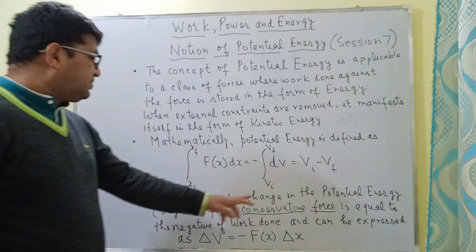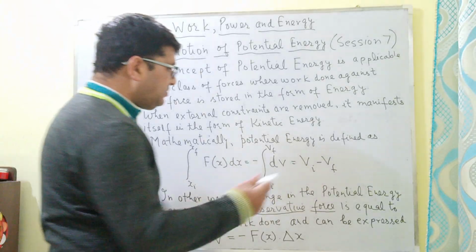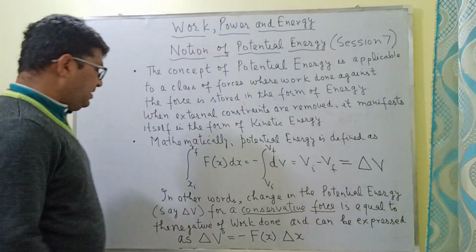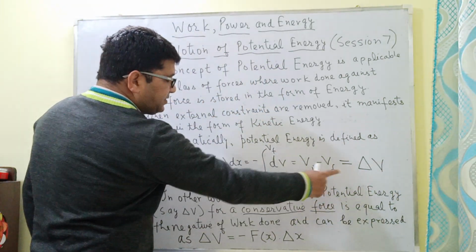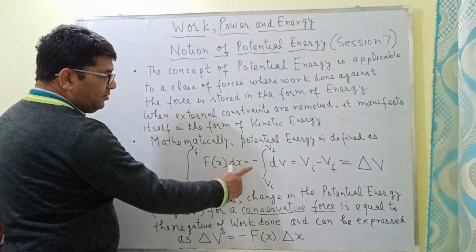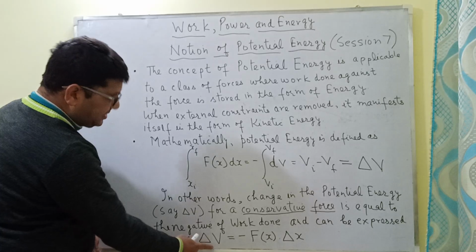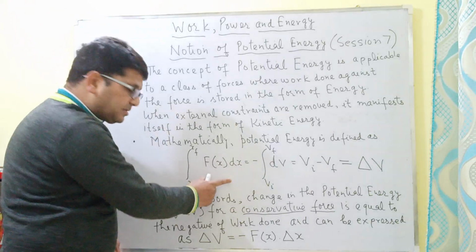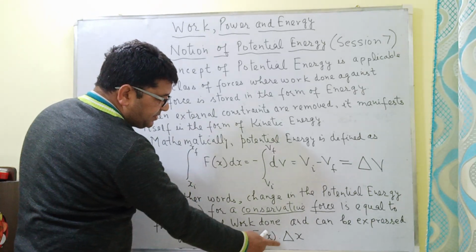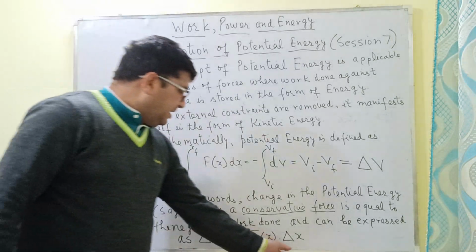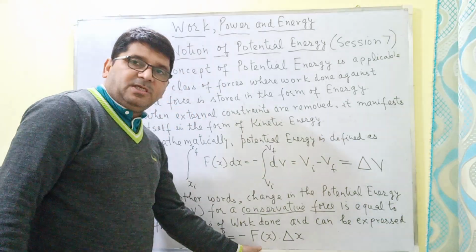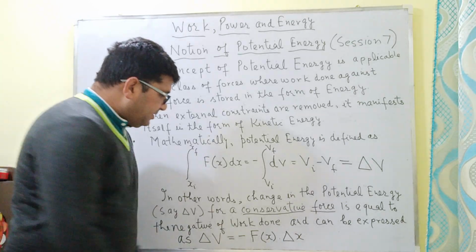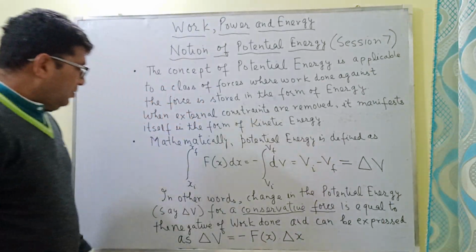So we can say that the change in the potential energy can be written as delta V. The change in the potential energy for a conservative force is equal to the negative of the work done, and it can be expressed as delta V is equal to minus Fx delta x, where delta x is the displacement of the body, Fx is the applied external force, and this is the change in the potential energy, and this is the work done.